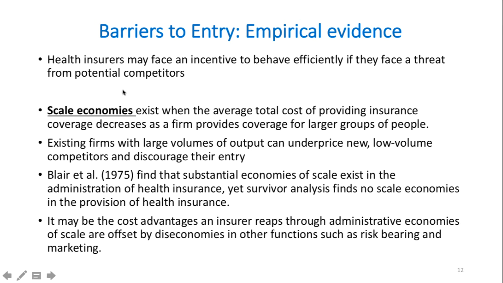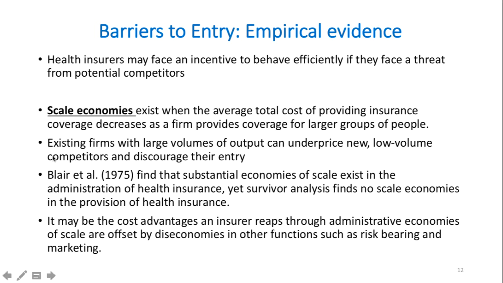And we wanted to know what the barriers to enter the market are. The current industry has a market power. Let's investigate the barriers into the market. The first barrier, as you learned in the previous chapters, is the scale economies. The scale economies exist when the average total cost of providing insurance coverage decreases as the firm provides coverage for a larger group of people, right? We say that as the number of people increases, the average total cost decreases.